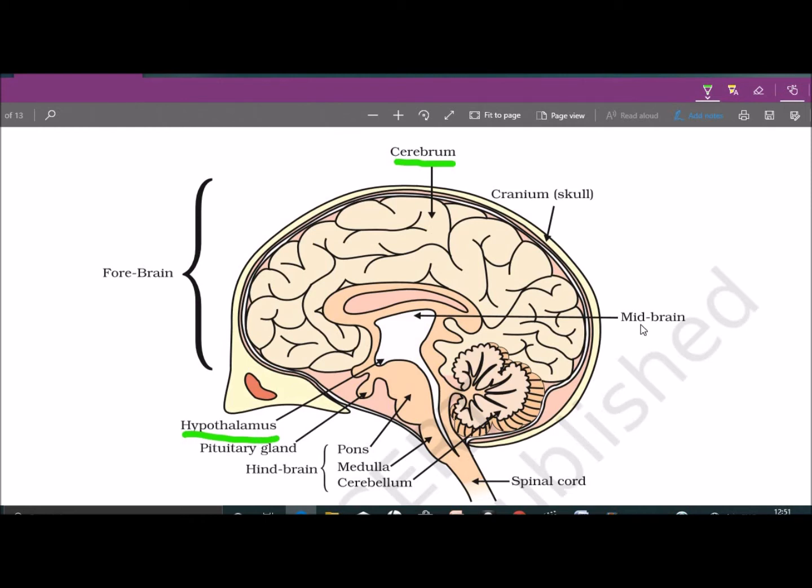The second part is the midbrain. Midbrain controls the involuntary actions. The midbrain links the forebrain to the hindbrain. Like the midbrain, the hindbrain also controls involuntary actions. The hindbrain has three distinct regions, that is cerebellum, pons and medulla oblongata.